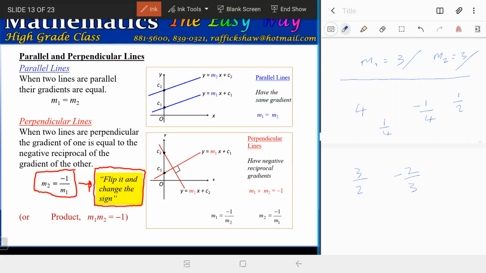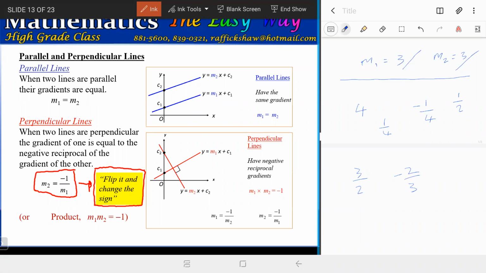So when two lines are perpendicular, the gradient of one is equal to the negative reciprocal of the gradient of the other. And we say we flip it and change the sign. Flip the one that you know and change the sign to get the other gradient. So I'm going to do a couple examples over here.